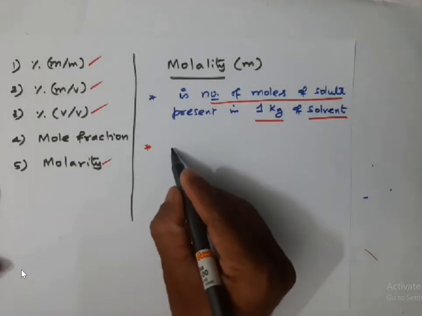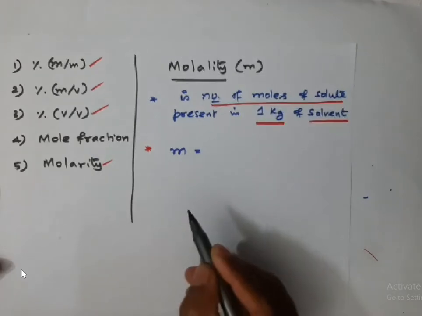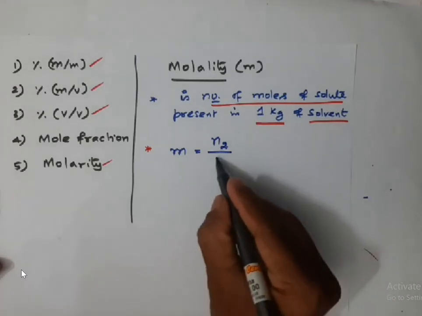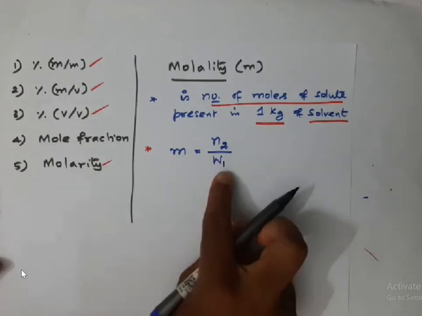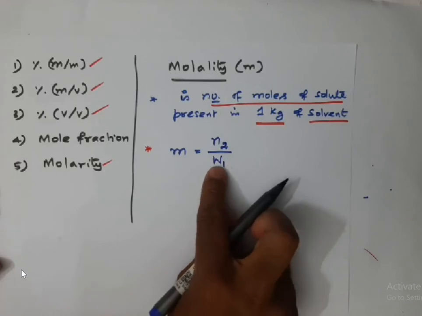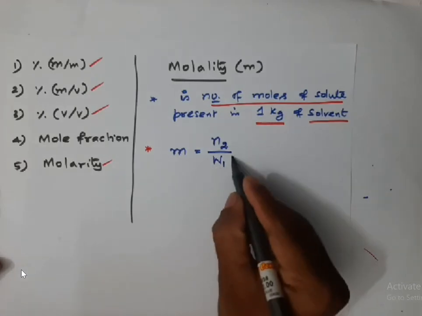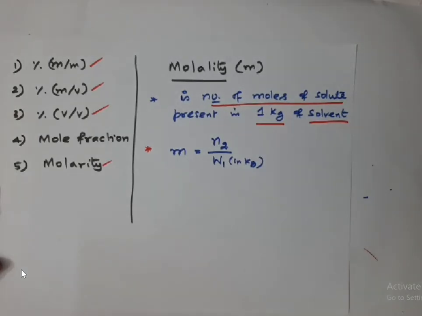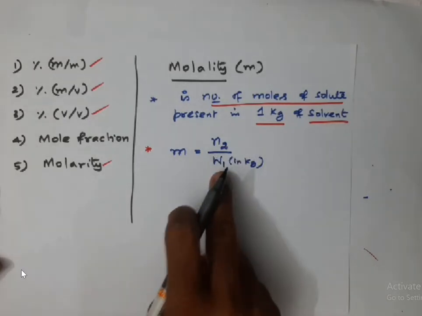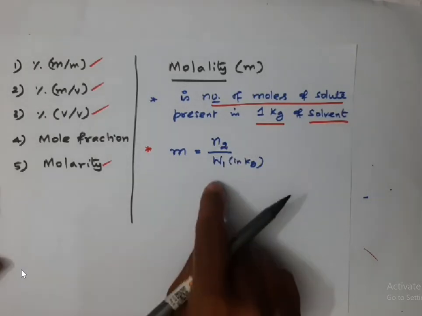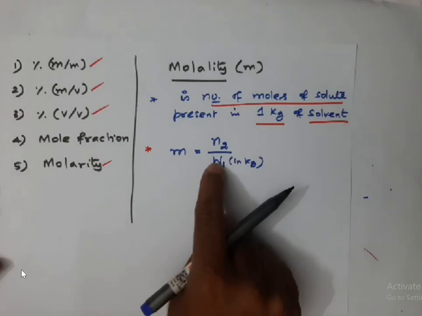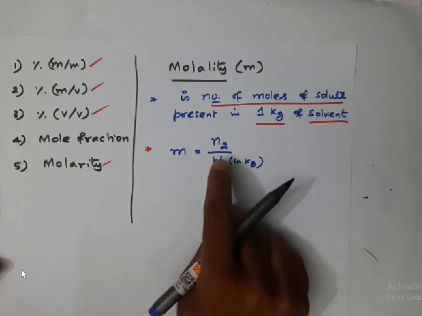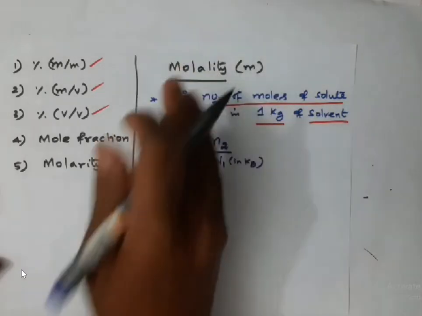Mathematically, you can also express it like this. Molality m is equal to the number of moles of solute, N2, divided by the mass of solvent. Number 1 represents solvent, I told you in the last class. So W1 means mass of solvent, and it should be in kilogram. So molality is nothing but N2 by W1. But usually we give weight in grams, so if weight is given in gram, you should convert that into kilogram.